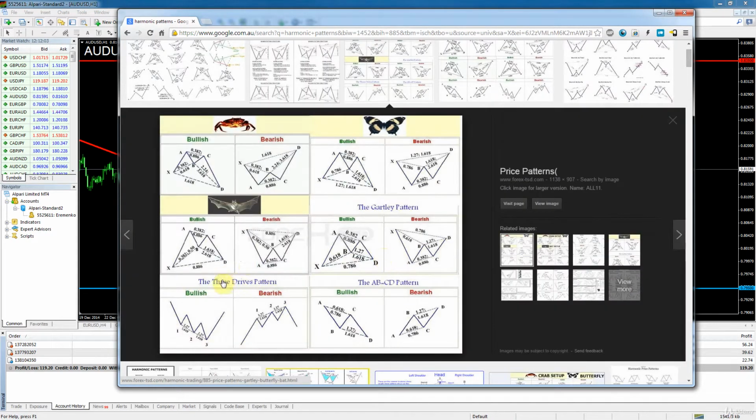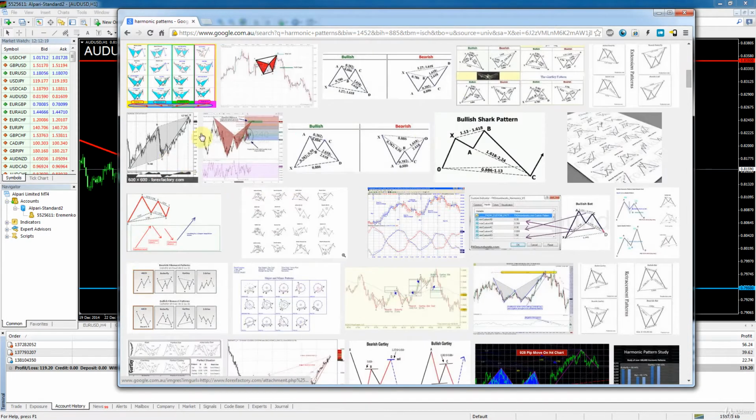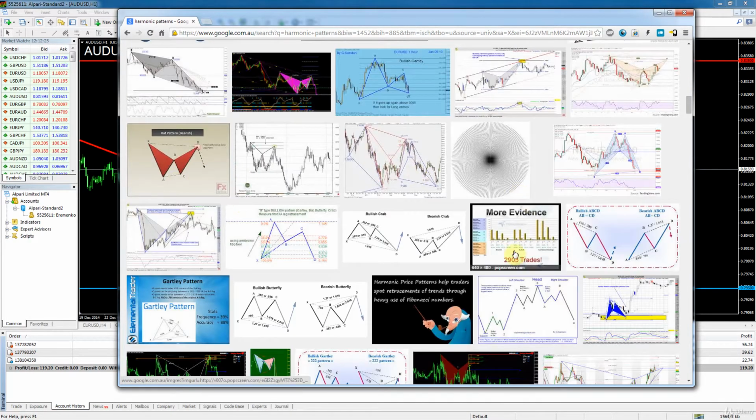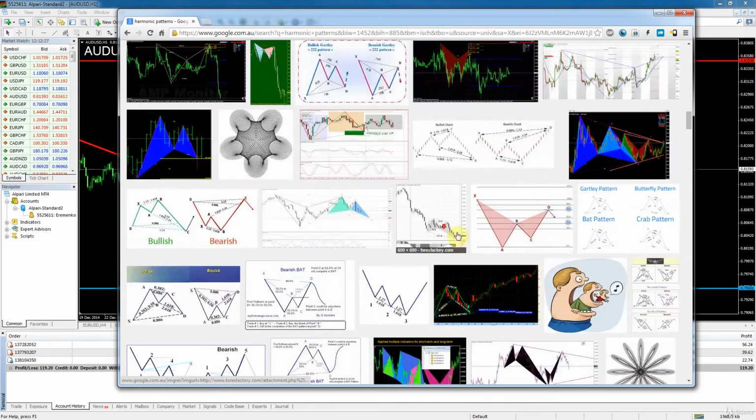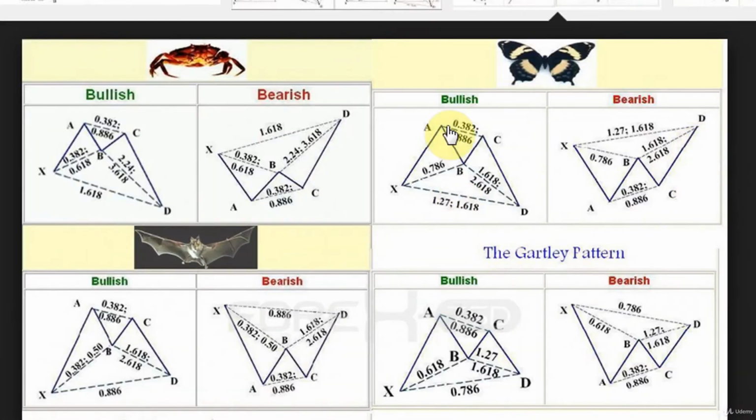And for instance, here is a good summary of the 6 harmonic patterns: the crab, the butterfly, the bat, the Gartley pattern, the 3 drives pattern, the ABCD pattern. So if you scroll down here, you'll see that there's a lot of examples, there's a lot of analytics around them, there's a lot of good explanations. So in this particular case, the pattern that we're going to be looking at is the butterfly, the Gartley butterfly pattern. Harmonic patterns are very interesting and they're based on Fibonacci numbers, so there's a lot of mystery around them.